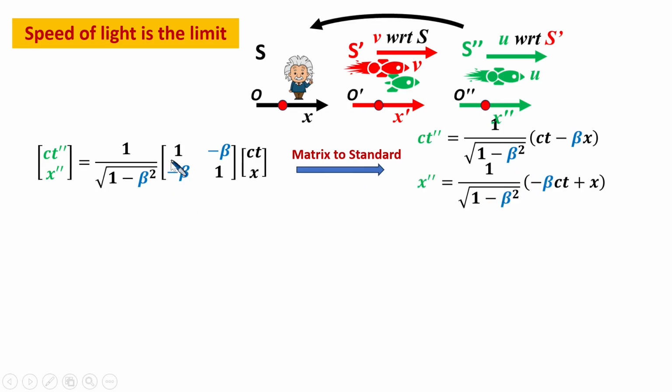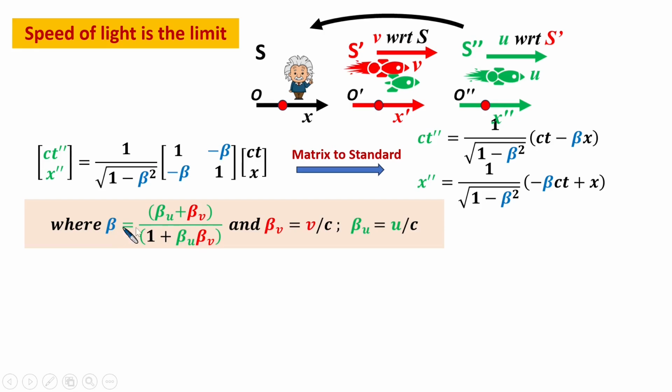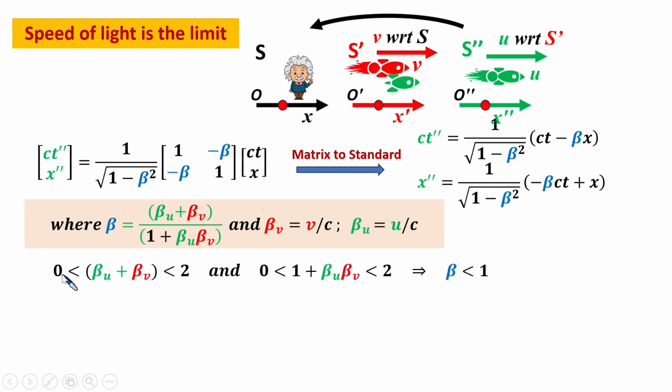This can be written in a matrix form, and this beta, this velocity addition which we have seen in our last slide, where beta v is v by c and beta u is u by c. So now here this is a condition: if the velocity is 0, it is 0 definitely, but if you increase the velocity, say beta u and beta v, since v is always less than c, this will always be less than 1. This will also always be less than 1, so it will always be less than 2.